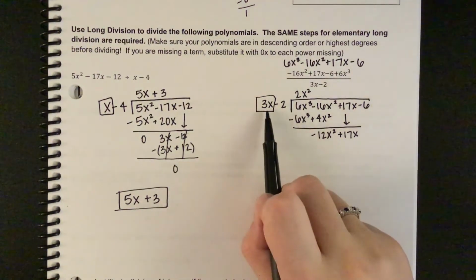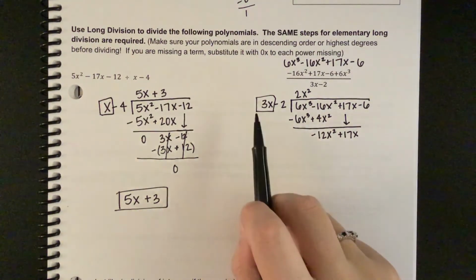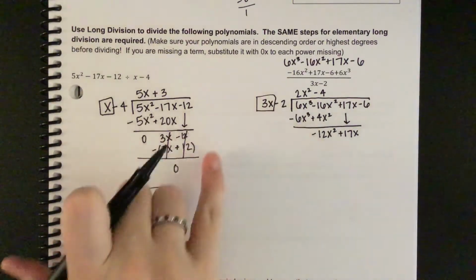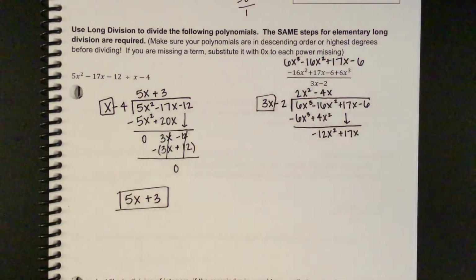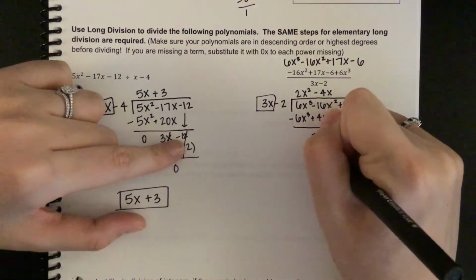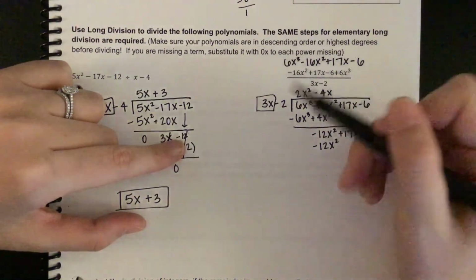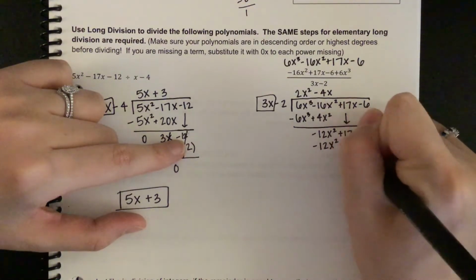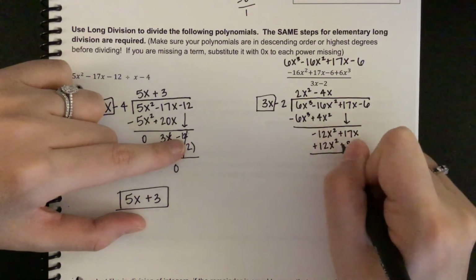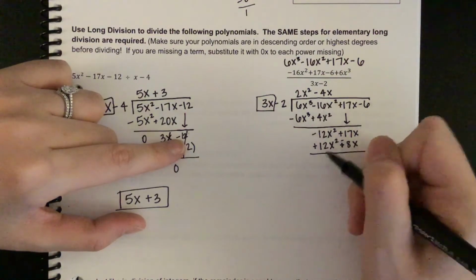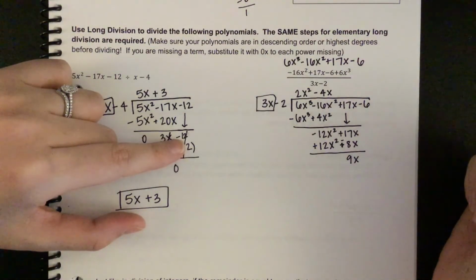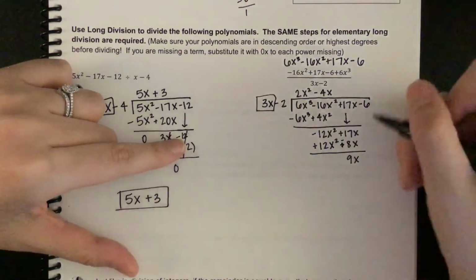Okay, 3x into negative 12x squared. 3 times negative 4 is going to give me negative 12. X times x is going to give me that x squared. So negative 4x times 3x is negative 12x squared. Negative 4x times negative 2 is positive 8x. Subtract, so change your signs. So positive, negative, those will cancel. 17x minus 8x is going to give me 9x. You want two terms because you have two terms up here, so bring down your negative 6.